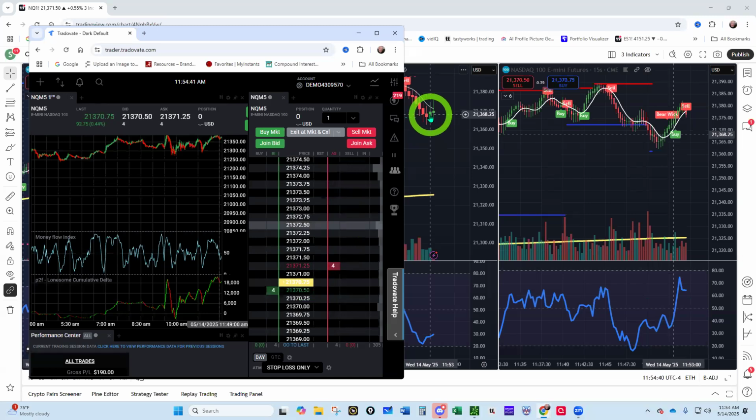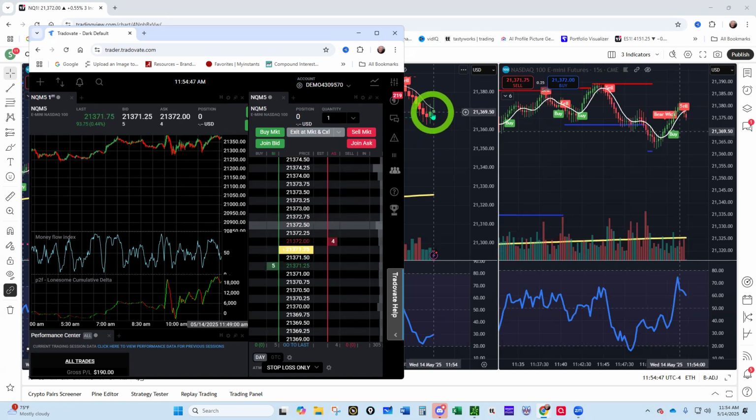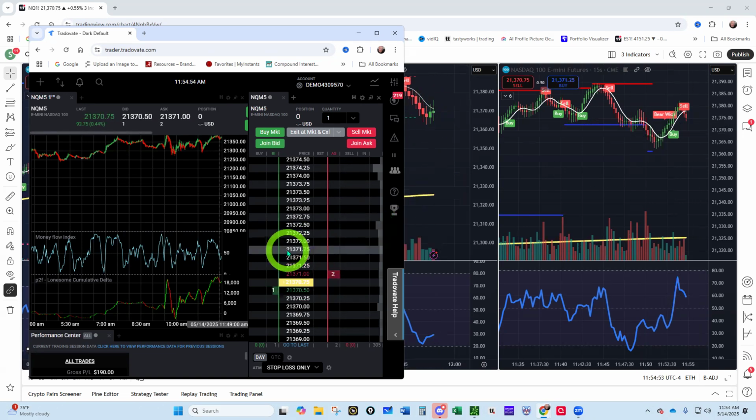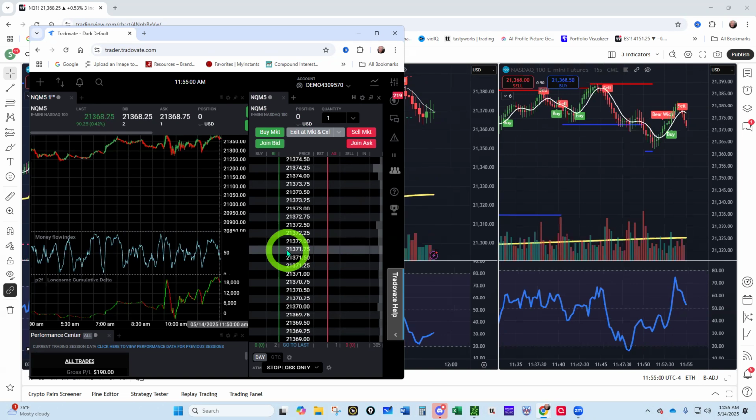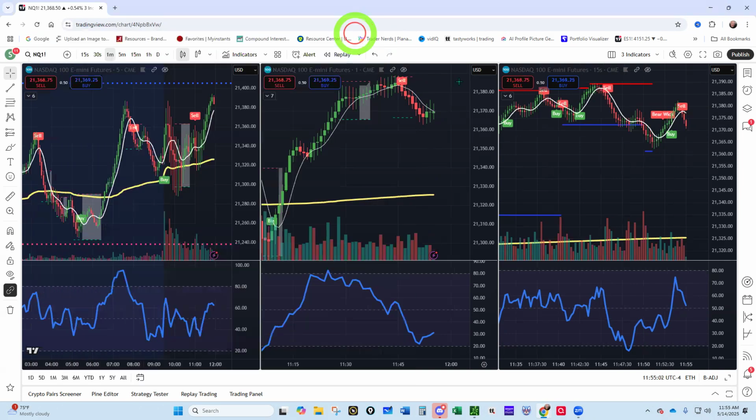So one of the guys would get out of this trade because it's turned green. The other one would wait until you get a candle close above the signal line. See if I can make that signal line. It looks brighter over here, doesn't it? See, it looks gray over here. Let's see if we can make that brighter.